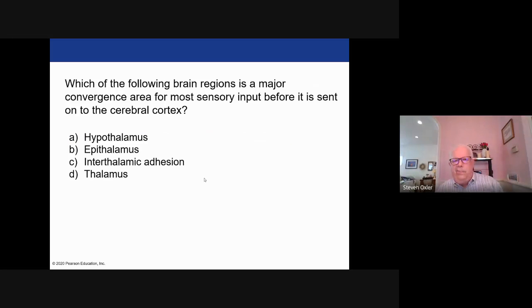Which of the following brain regions is a major convergence area for most sensory input before it is sent on to the cerebral cortex? D. D, the thalamus. The thalamus is known as a relay station. It is a relay station. And that's what convergence area of sensory input means. It is a relay area.